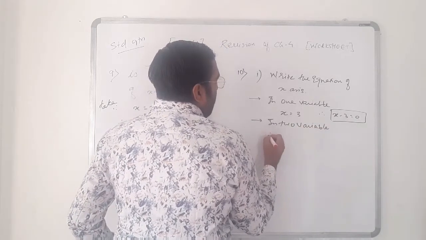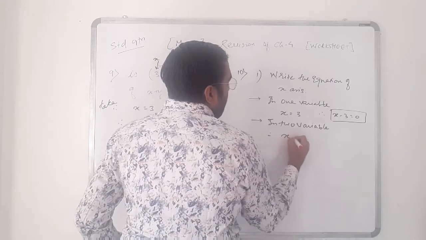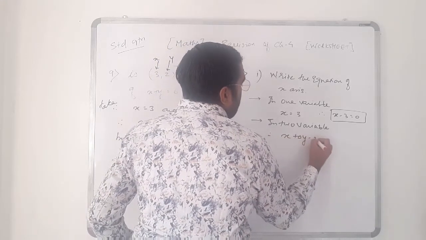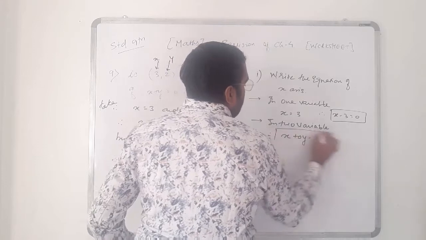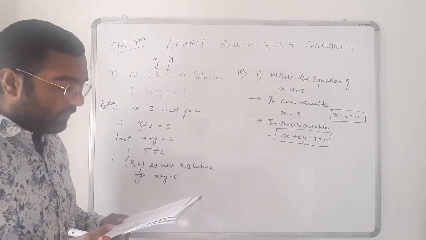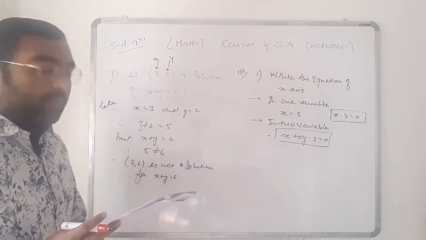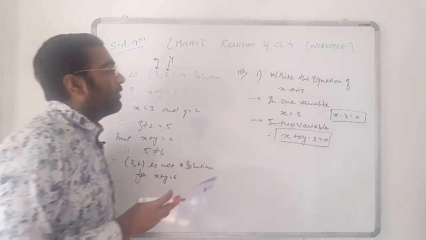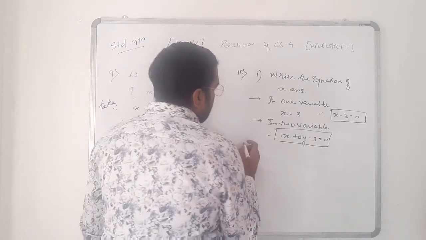And in two variables, we take x plus 0y minus 3 equal to 0. Okay, this is the linear equation in two variables. Now write the equation of y axis.